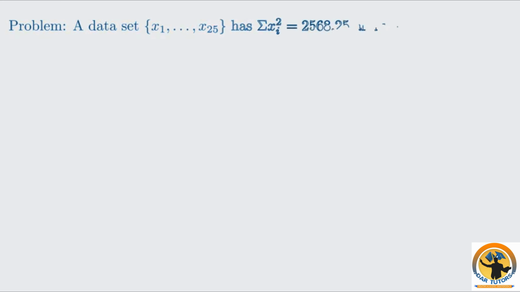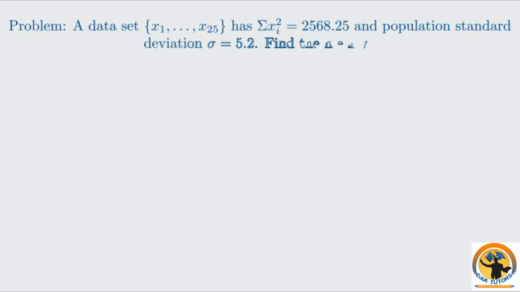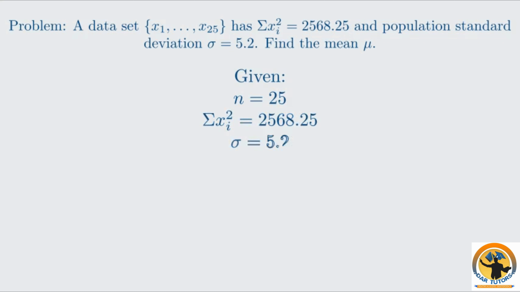Let's apply the identity we just proved to solve a problem that might appear on an IB exam. We are given a data set with 25 values. We know the sum of the squares of these values, and we know the population standard deviation. Our task is to find the mean. We know the population standard deviation, sigma. If we square it, we get the population variance, sigma squared. So the variance is 5.2 squared, which is 27.04.